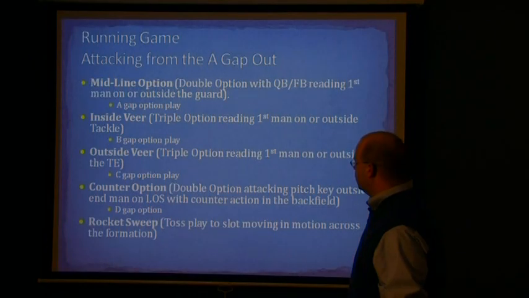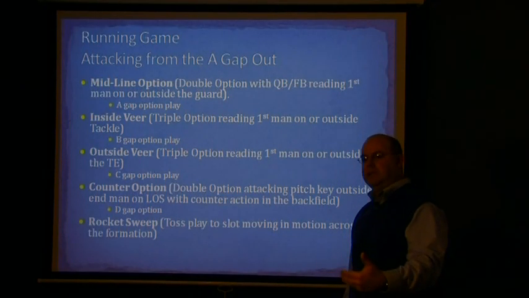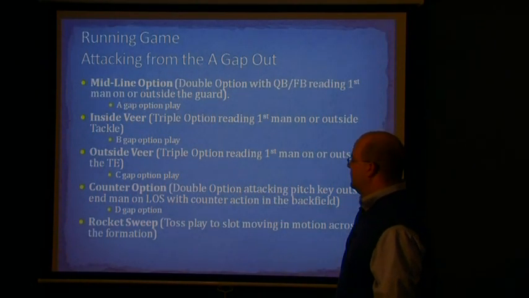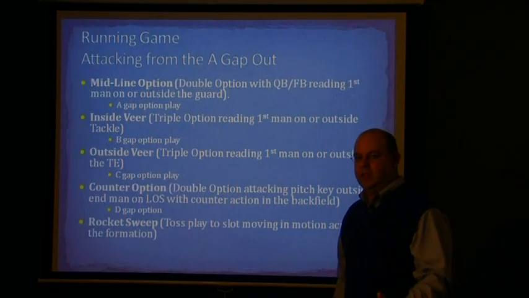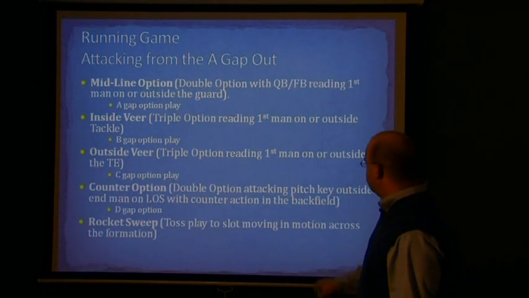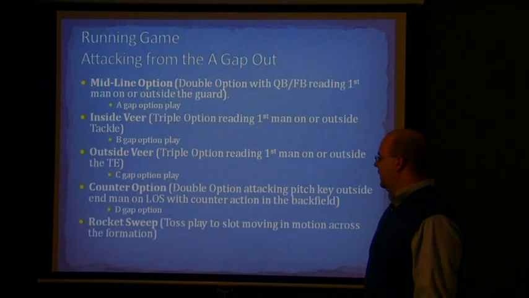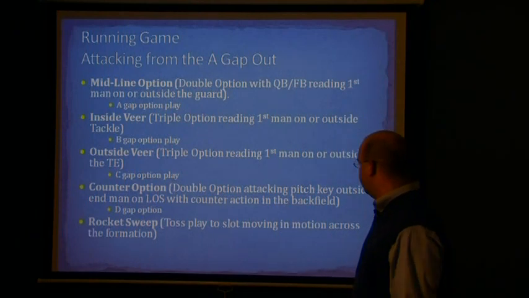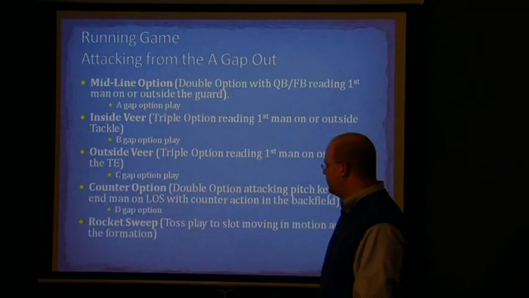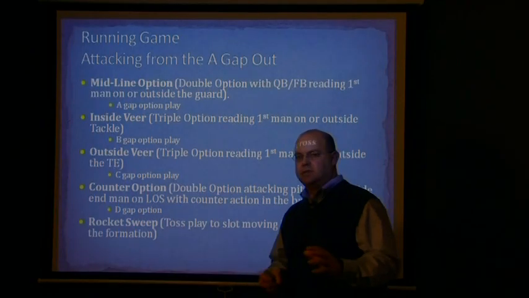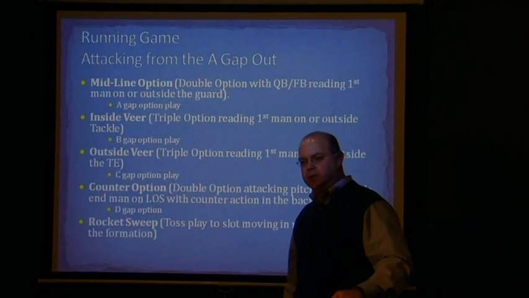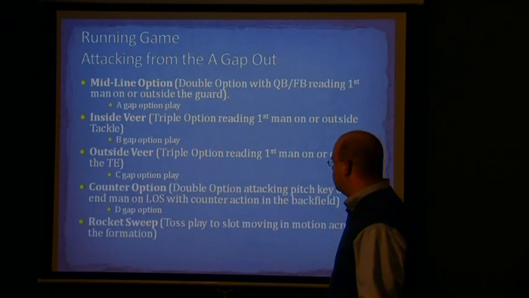Counter option is a play where we felt that we needed something going away from where we initially started. Counter option is a double option play, so the quarterback's not going to read anything from the snap. He's not going to read anything until he gets this thing out to the edge. It's a double option play attacking the pitch key, the end man on the line of scrimmage, with counter action in the backfield. Okay? We'll go over a little bit more of that in just a couple minutes. But the counter option allows us to go back against the grain, get the defense moving, try to gain some angles on them, and then get the ball out to the edge.